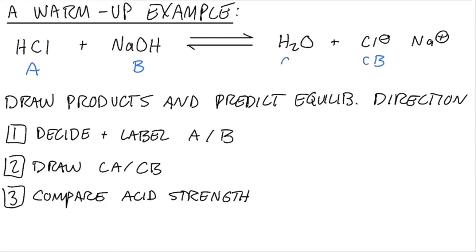And the water, by extension, must be our conjugate acid. The sodium here is just a spectator ion. Now, we want to compare the strength of our two acids to decide which side of this equilibrium is favored.